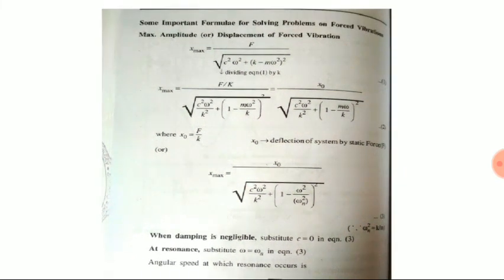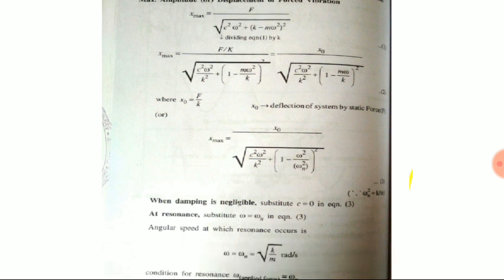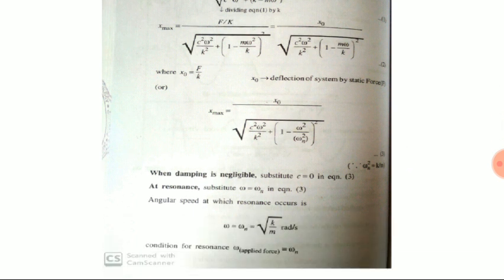That is x max is equal to x0 by root of (c square omega square by k square) plus (1 minus omega square by omega n square) whole square. This is the case of maximum amplitude or displacement of forced vibration. When damping is negligible, what will become? When damping is negligible, c will become 0. So in these equations you have to substitute the first term as 0.